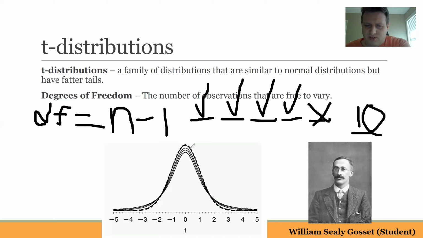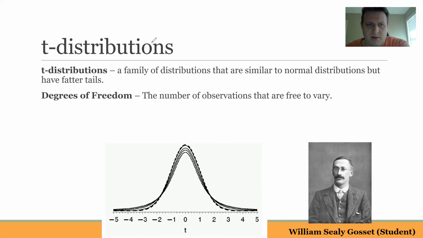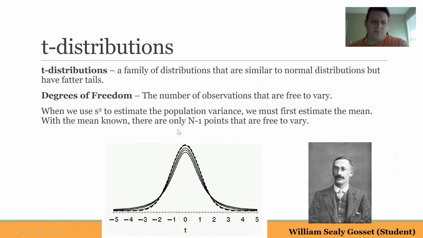Okay, so as our degrees of freedom go down, we see that the height of this distribution goes down and the height of the tails goes up. These are arrows, I promise. Okay, let me get out of drawing mode here. So when we use the sample variance to estimate the population variance, we must first estimate the mean. With the mean known, there are n minus 1 points that are free to vary. Okay, that's the same thing that I mentioned beforehand.